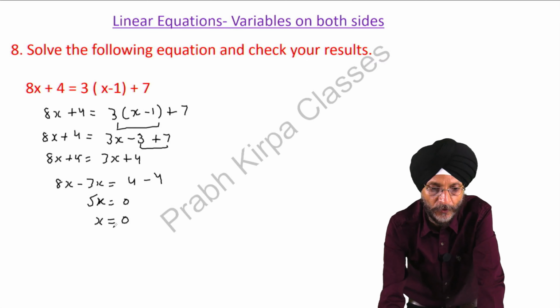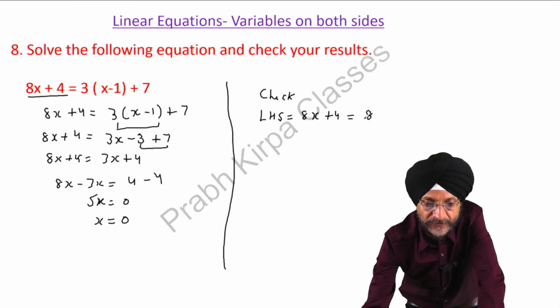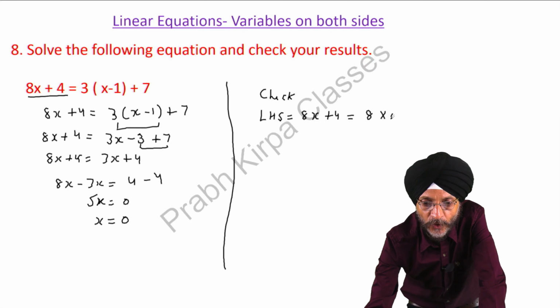So now the second part of the question, we have to check our results. Check. We will find out the value of left hand side. What is the expression written on the left hand side? It is 8x plus 4. So 8, what is the value of x? 0 plus 4. So 8 into 0 becomes 0. 0 plus 4 is equal to 4.